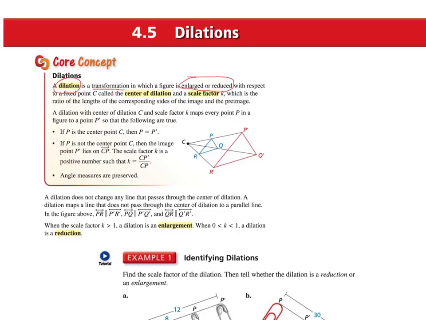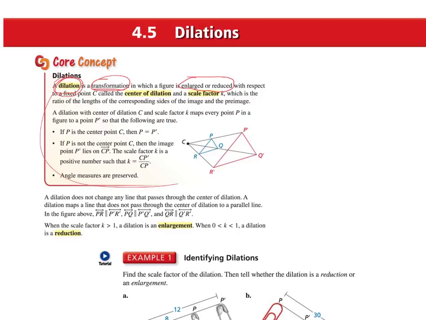Okay, so for the other transformations, translations, reflections, rotations, those are rigid transformations, right? Because the shape of the figure doesn't change. Now the shape of the figure is going to change with dilations.